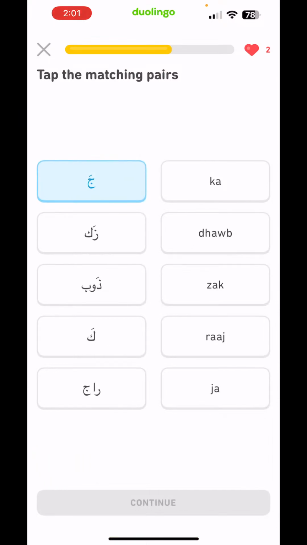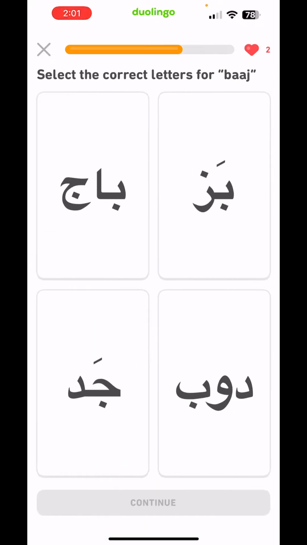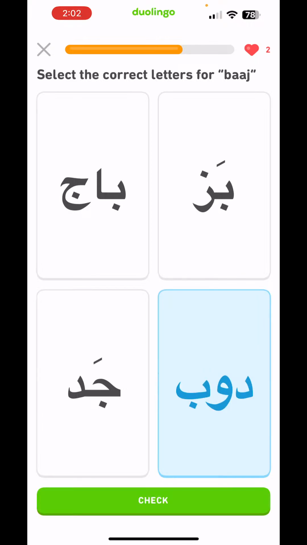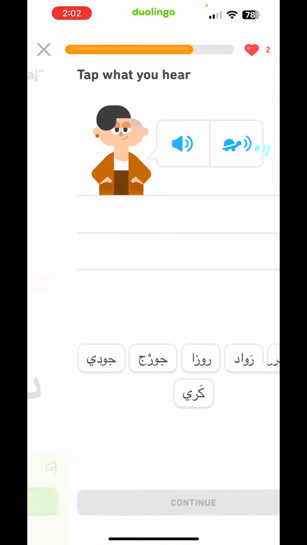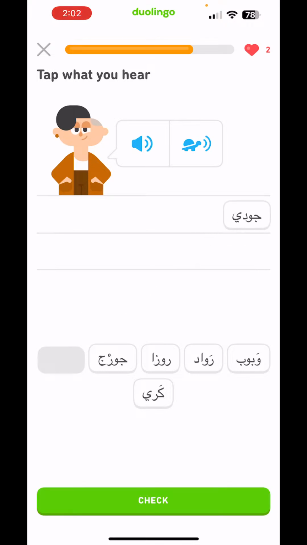Ja. Ka. That's it. Dob. Raj. Oh, that's Ka. Okay, so this is Raj. Baj. Oh. Baj. Judy and Bob. Judy. Bob. No, that's George. Bob. Here we go.